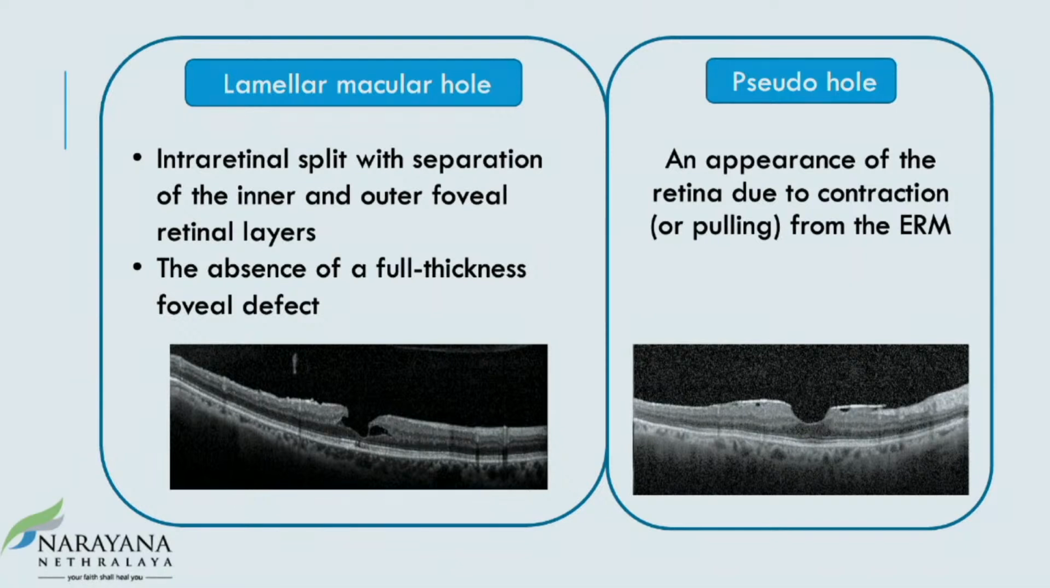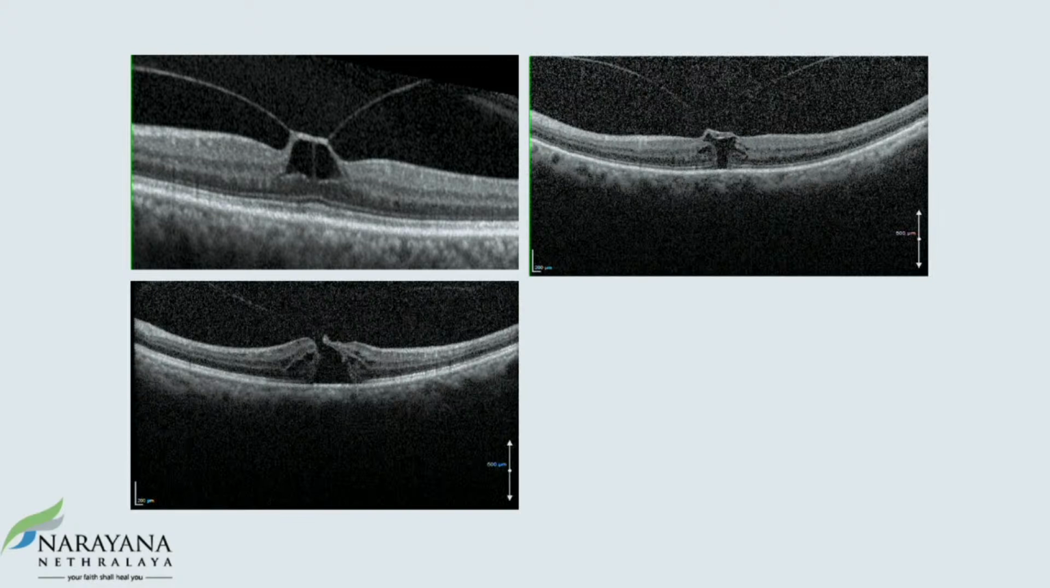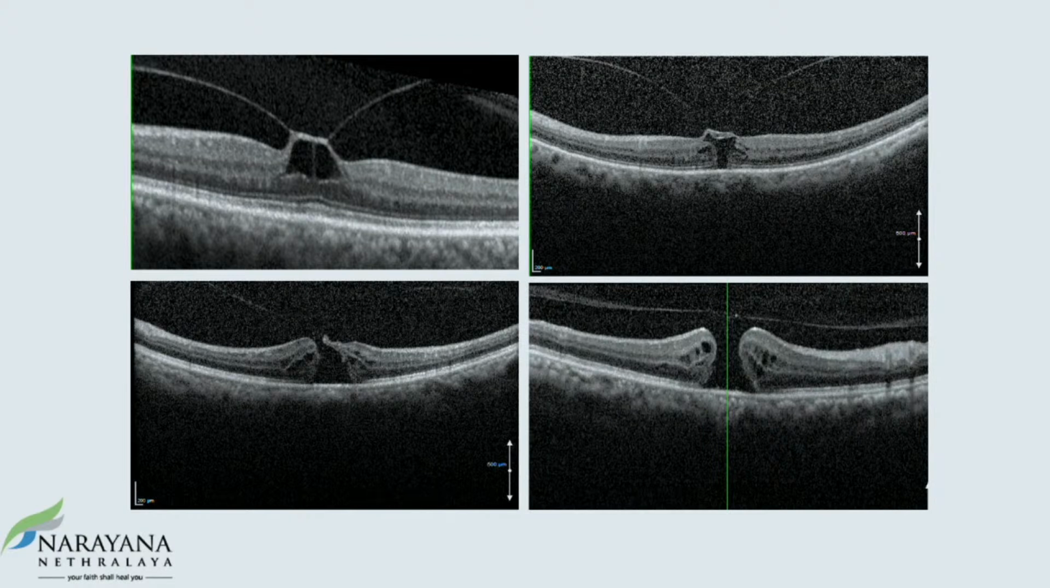What would you call a full thickness foveal defect? Full thickness macular hole. Excellent. So, what is this? I am just showing you a series of pictures. What do you think you are going to expect next? Full thickness macular hole. Very good. So, I am not going to go into the theory of full thickness macular hole because there is a lot and it will be impossible for me to cover.